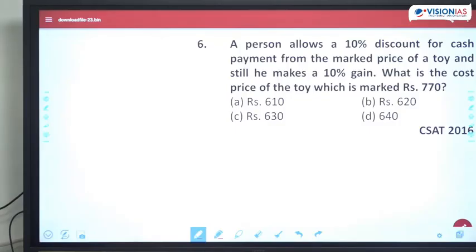A person allows a 10% discount for cash payment from the market price of a toy and still makes a 10% gain. What is the cost price of the toy which is marked at 770 rupees? If you remember, we have done one question like this. After 35% discount, a person still gained 30% profit. What is the relationship between cost price and mark price? We have done one question like this in the previous class.